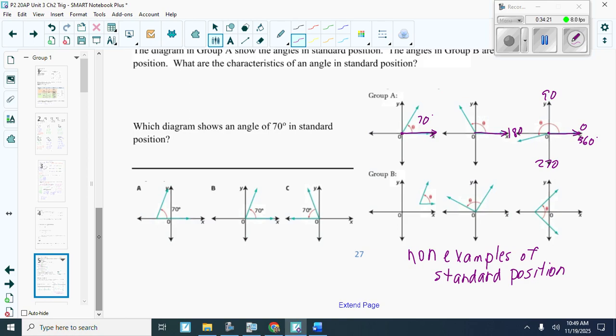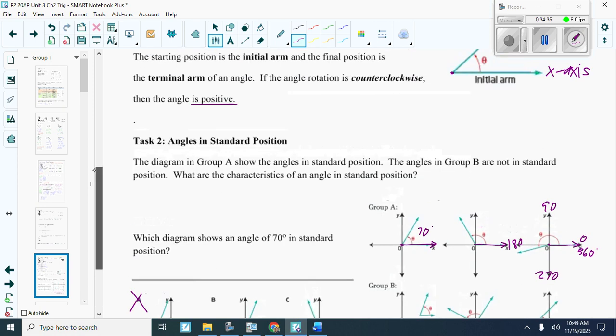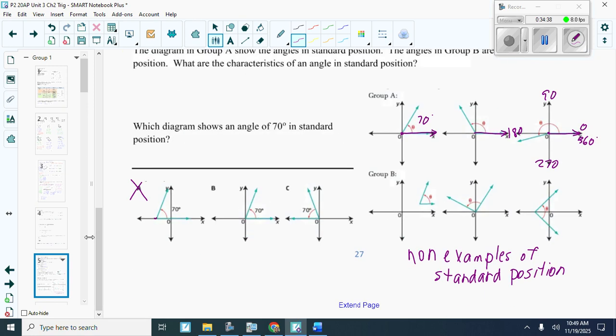So this question here: which of these, A, B, or C, is 70 degrees in standard position? It's not this one because the vertex here is not at the origin. So this is not in standard position. This one, sure, it's 70 degrees, but it has to be on the positive x-axis. This is not standard position. So B is the only one that's actually in standard position. We start at the origin, and our initial arm is on the positive x-axis.